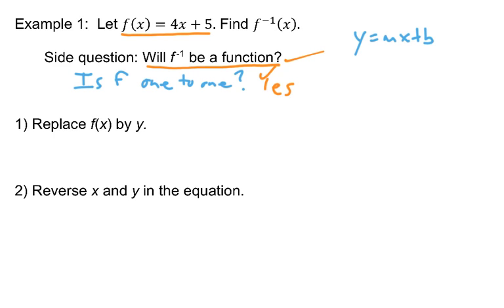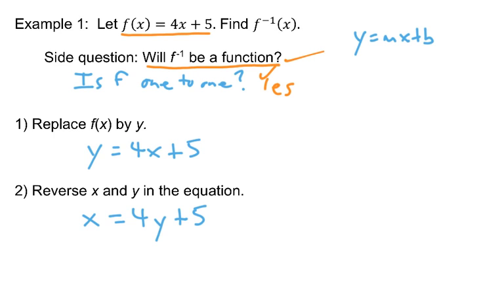Let's actually find the equation that defines the inverse. Okay, so we have our function. The first thing that I suggest that we do is replace the f of x by y. Now, this is simply to make our work cleaner and easier. We don't get all tangled up in the f of x notation. It means the same thing. The second step is the most important one. This is where the inverse is actually created. In the equation, you reverse the x and the y. The y becomes x and the x becomes y.